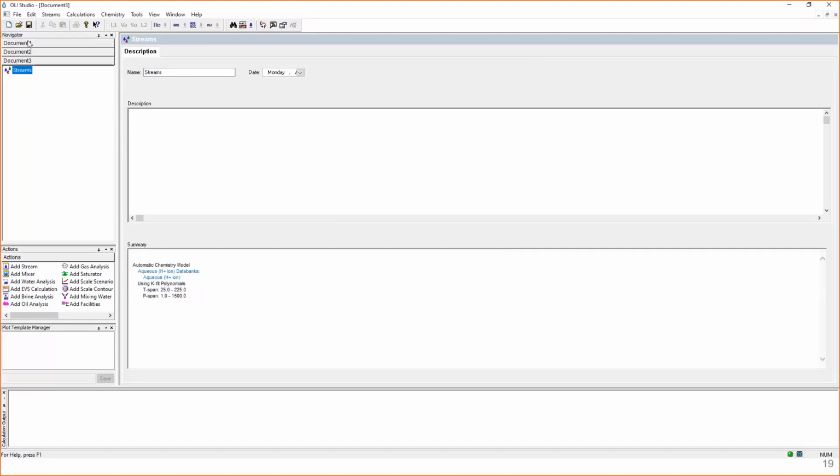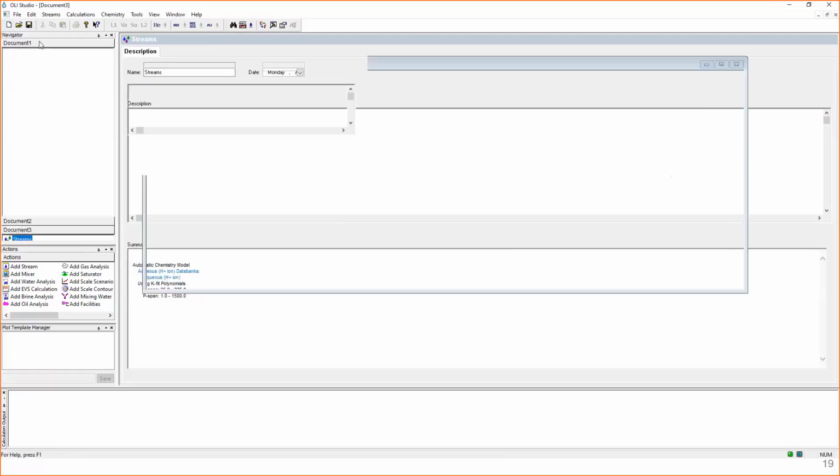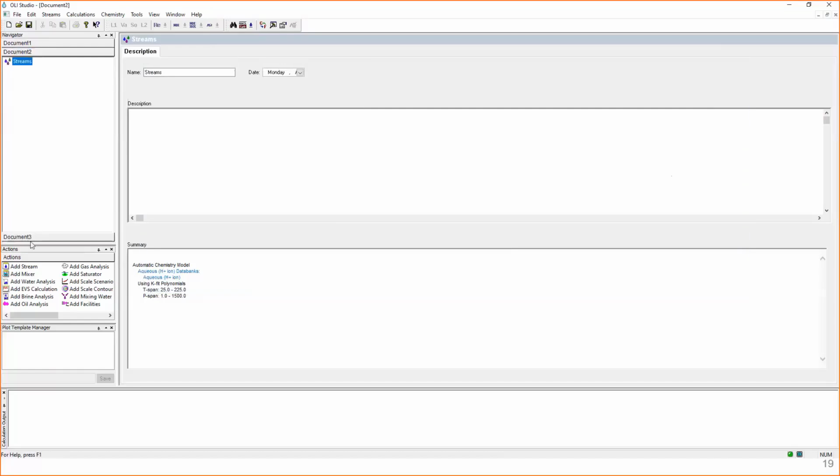So you have the ability to go back and forth from one document to another document. That's the first thing that I want to talk about regarding the navigator panel. The second thing that you can do in the navigator panel is to start creating your simulation.